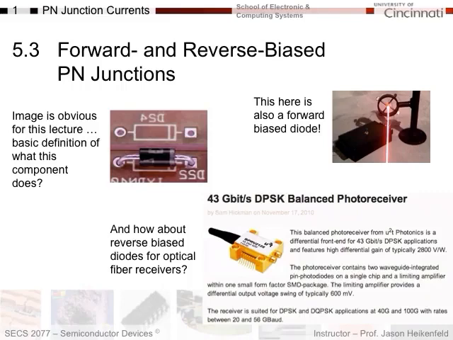Okay folks, now we're going to take a look at the diode and actually start putting some currents across it in terms of applying a voltage and generating currents. There's a couple images to start today. First one is pretty obvious here.